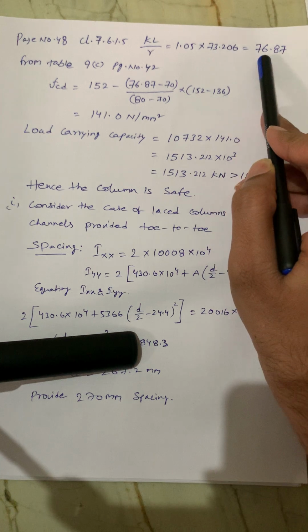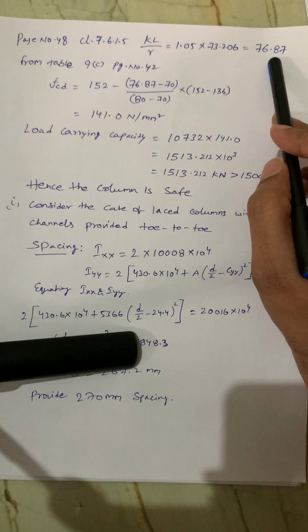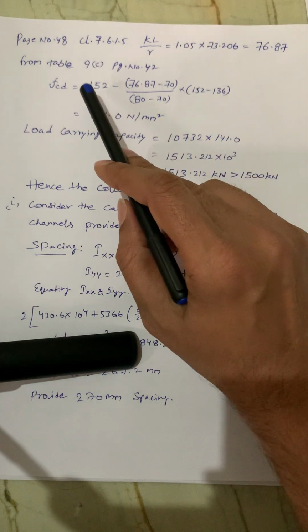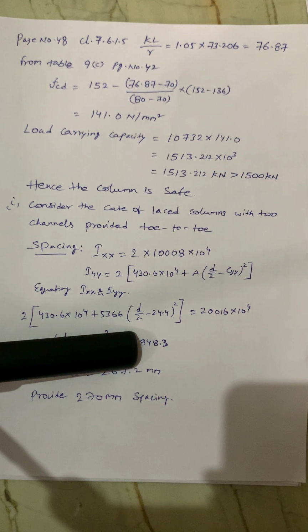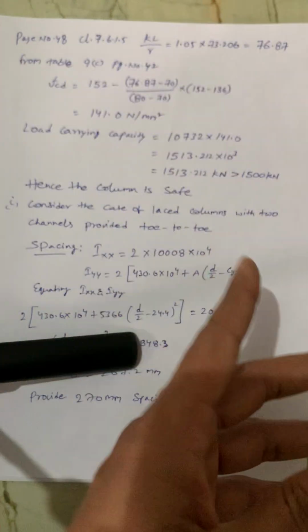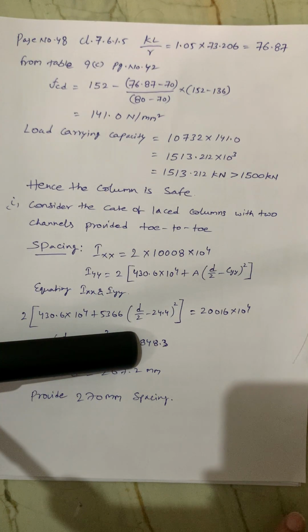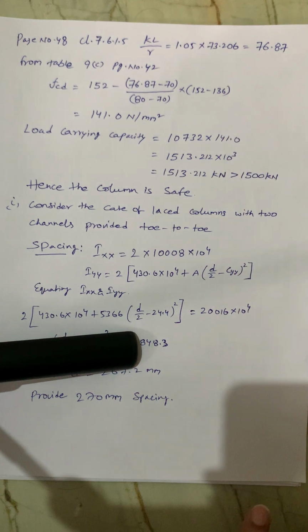73.206, that is 76.87. After getting this value, we have to find the load carrying capacity, because we chose the ISMC 350 channel section, and we have to calculate whether this is a suitable section or not, whether it carries the load or not. So here, Table number 9C, page number 42, the code is specifying the values.